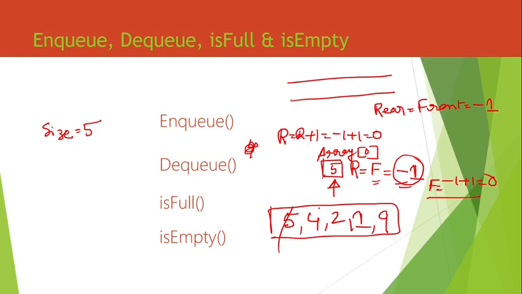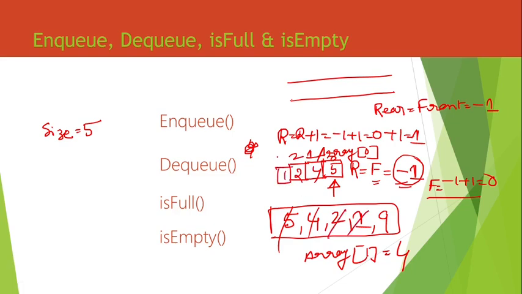So next, my element is 4 that I'm going to insert. I'll increment the rear pointer from 0 plus 1, which is nothing but 1, so at array position 1, I'm going to insert 4. So 4 will be inserted here. And then next it will be position 2, where we have 2. And then 1, I'm inserting at position 3. And then finally I have 9, I'm inserting at the last position. Now the rear pointer is pointing to the last position, so 0, 1, 2, 3, and the rear pointer index is 4. So 9 has also been inserted.